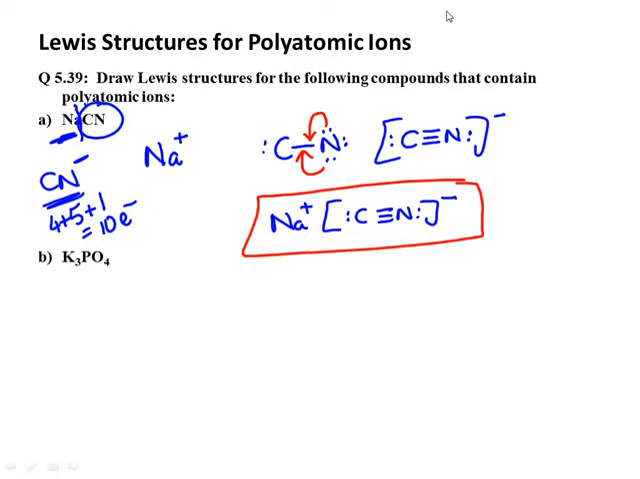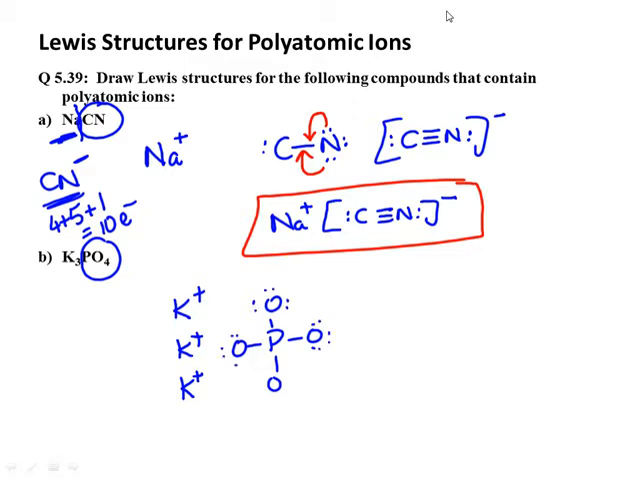Let's do that for the last one. Once again, same idea. I'm very quickly going to finish this. There are 3 potassium ions this time, not just 1. And phosphate is P, going through exactly the same process with a 3- charge.